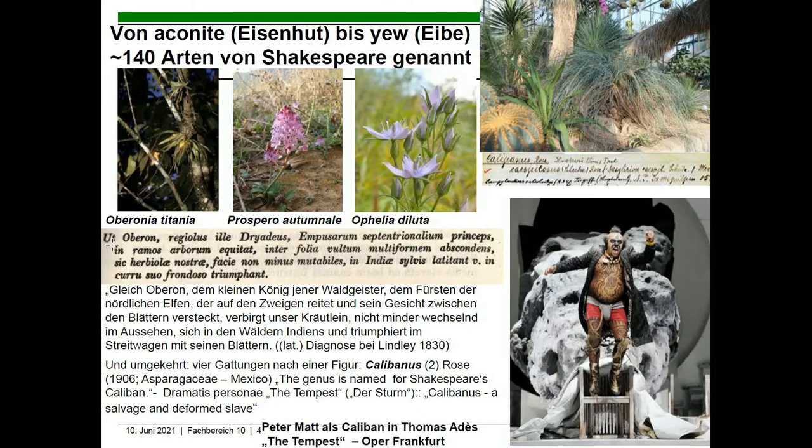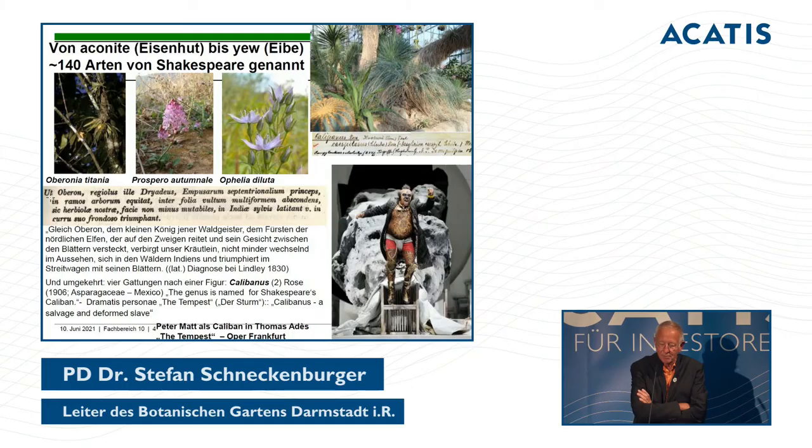Now Shakespeare's plants, we're talking about 140, 150 species that are being mentioned. When we're saying species, we have to be careful. We also have in botany, there are 300 different types of daffodils, and very often we are talking about completely different types. And for yew trees, for example, it's only one, because in Germany there's only one type of yew. So you have to be careful when you say 140 different species.